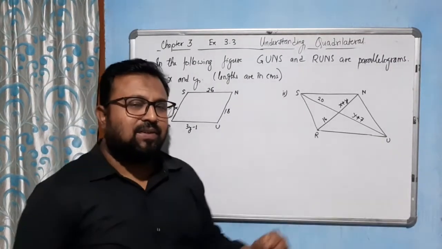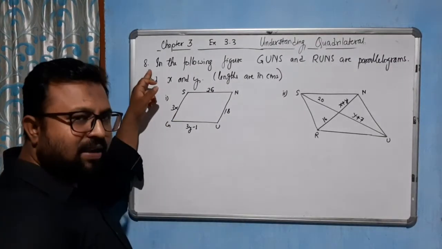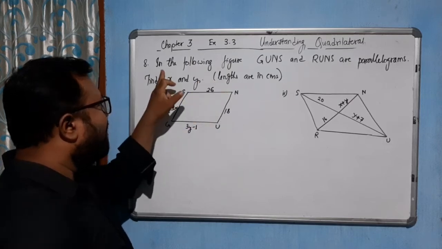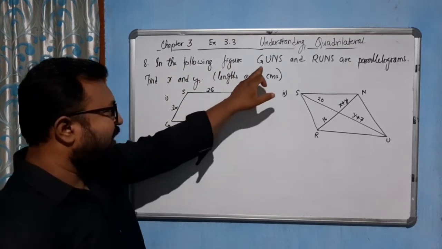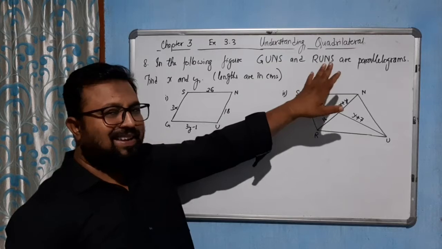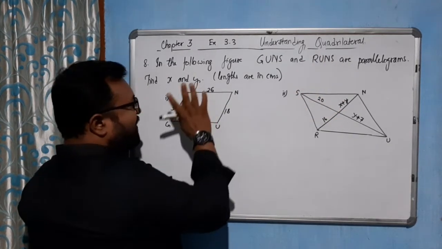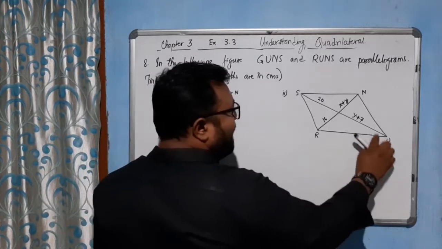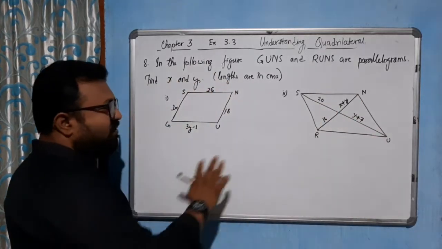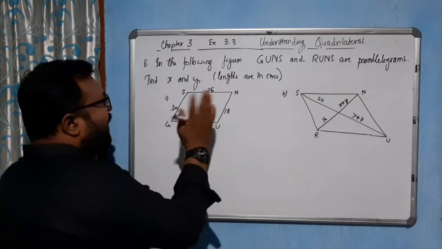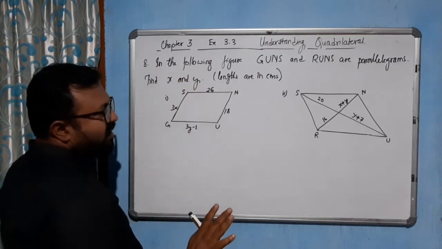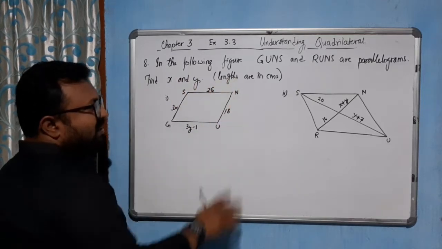Hello students, now come to the next question, question number 8 of exercise 3.3. In the following figures, GUNS and RUNS are parallelograms. Here GUNS and here RUNS. These two figures are parallelograms. Now we need to find the value of x and y, and all these lengths are in centimeters.